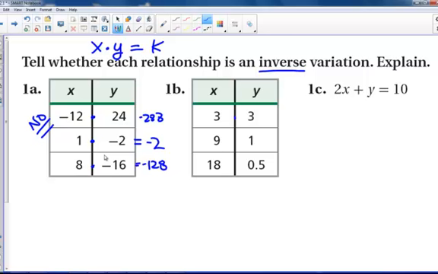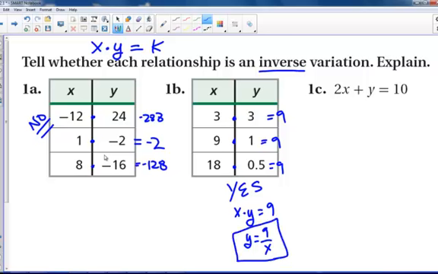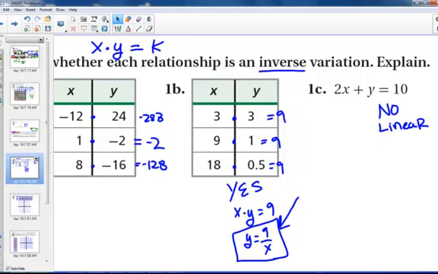The next one is looking pretty good. 3 times 3 is 9. 9 times 1 is 9. 18 times 0.5 is 9. So this is yes. In fact, x times y equals 9. You could write your equation as y equals 9 divided by x. And then this last one's no. This is linear. So it's not going to be written as an x times y equation.